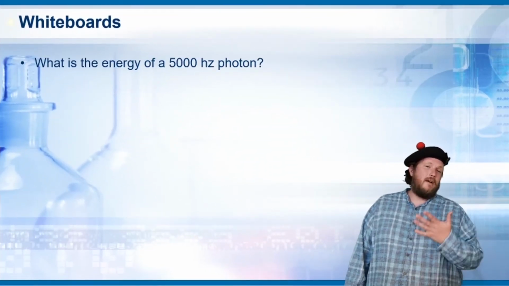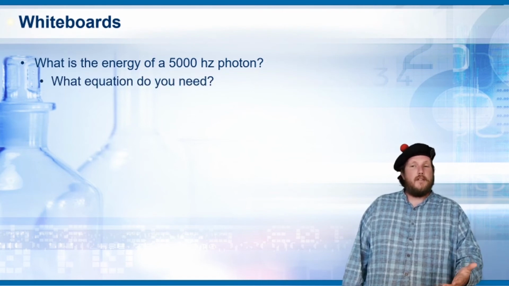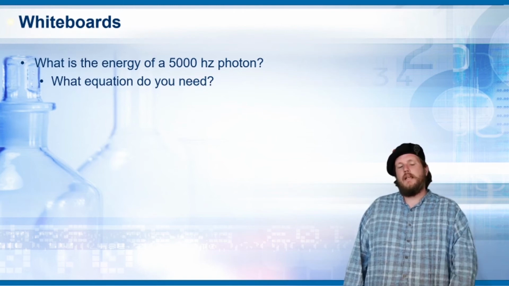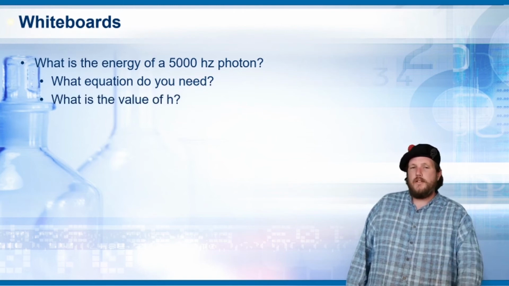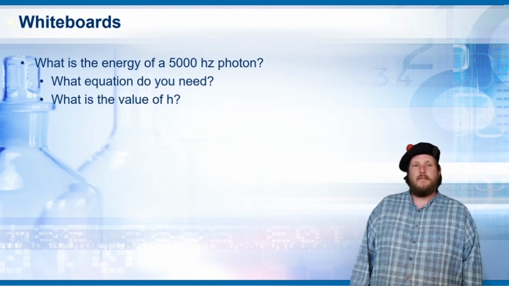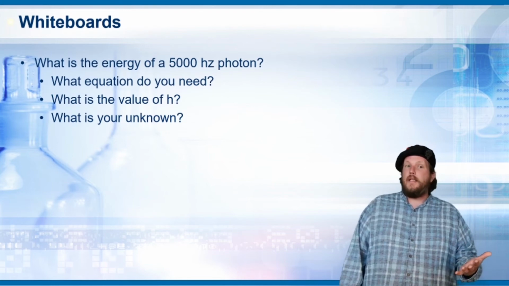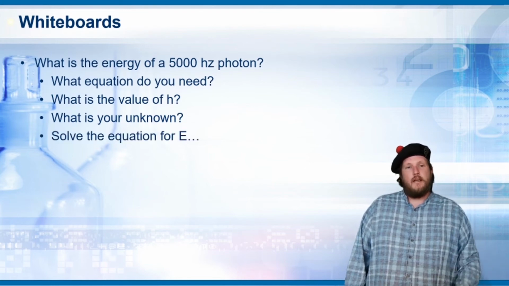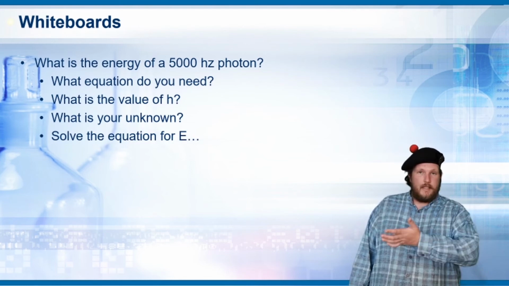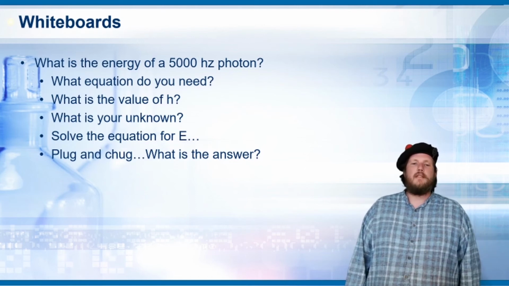What is the energy of a 500 hertz photon? What equation do you need? You need energy is equal to h nu, Planck's constant times nu. What's the value of h? 6.626 times 10 to the negative 34th joule seconds. What is your unknown? The unknown is energy. Solve the equation for energy. It's already there: E is equal to h nu. Plug those numbers in, Planck's constant times the frequency, and get your answer.